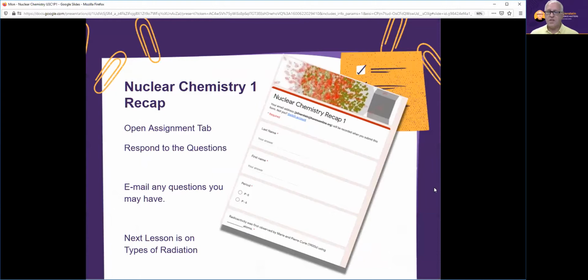All right, update your notes, go into the slides, add into it what you may be missing. Don't forget to update your vocabulary sections. Then open up the next assignment tab for today and respond to the questions on the nuclear chemistry #1 recap. Next lesson that we're going to have is going to be on the types of radiation.